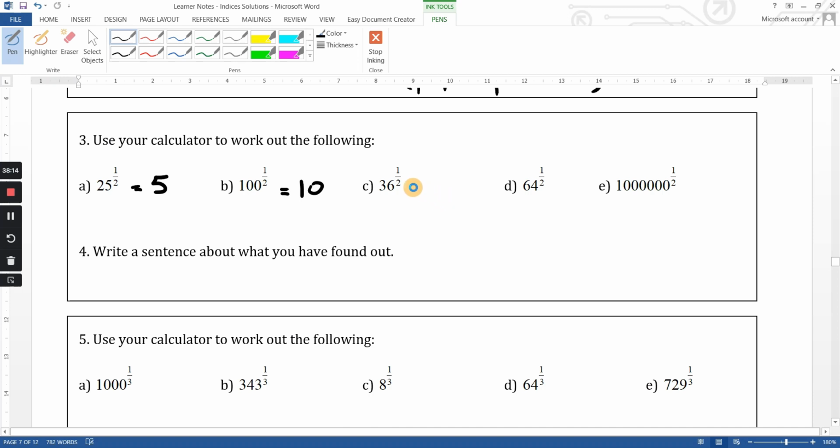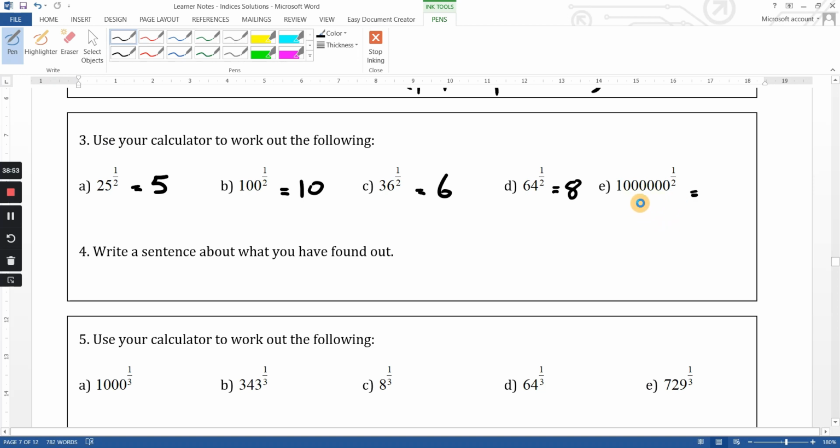Hopefully you've figured it out. I'll do one more and hopefully it'll show you the pattern here. So I get 6 for that. So now hopefully you should see that it's the square root of the number that you've originally got. So square root of 25 is 5, square root of 100 is 10, square root of 36 is 6, and so on. So this should be 8 for that.